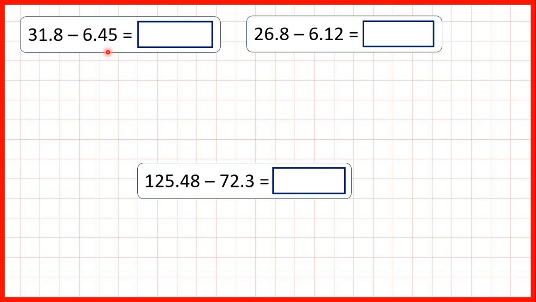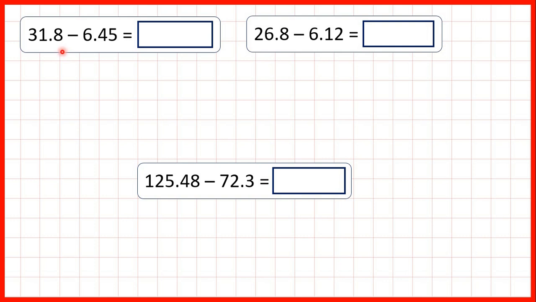Now, for these questions, we need to be able to subtract decimals with a different number of decimal places. So first, we have 31.8, and we need to subtract 6.45. The number we're subtracting has 2 decimal places, and the number we're subtracting from only has 1 decimal place, so only has tenths, not hundredths.